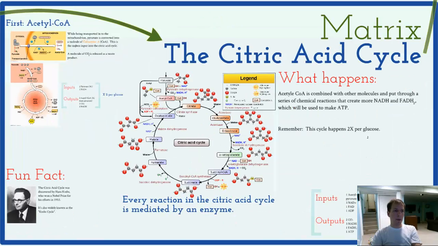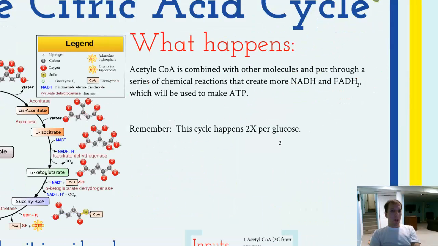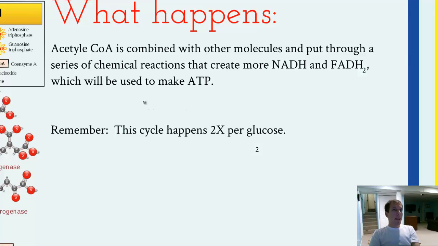So the next step, that acetyl-CoA is going to be passed on and enter into the citric acid cycle. It's known as the citric acid cycle because that's one of the intermediate molecules that the acetyl-CoA turns into once it gets into this particular series of reactions. So the main thing that you need to be concerned with here is what is being produced. The end goal is to make ATP.